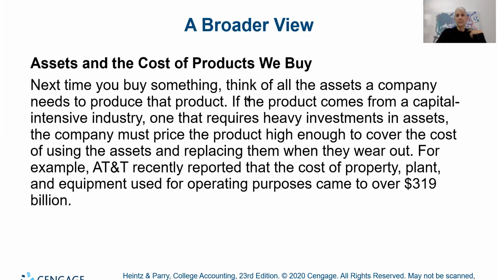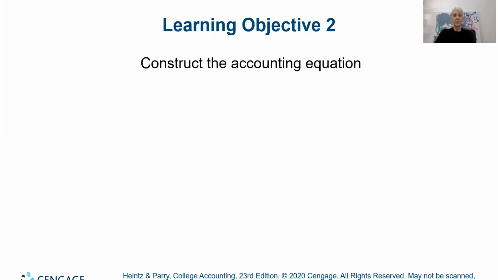Let's see what this, I don't like these busy screens when they pop up. I'll read it. Next time you buy something, think of all the assets a company needs to produce that product. If the product comes from a capital intensive inventory business, company must price the product high enough. You know what? This is a bit of jargon here that I'm going to ignore. I don't think it's a particularly useful screen, okay?